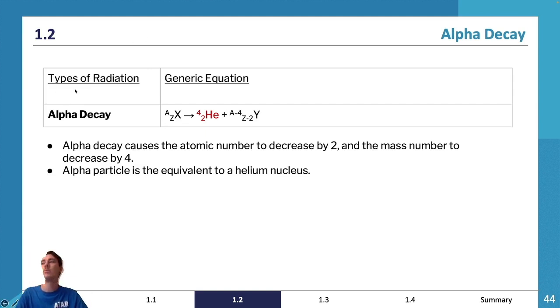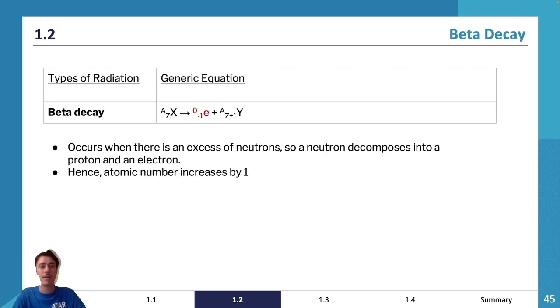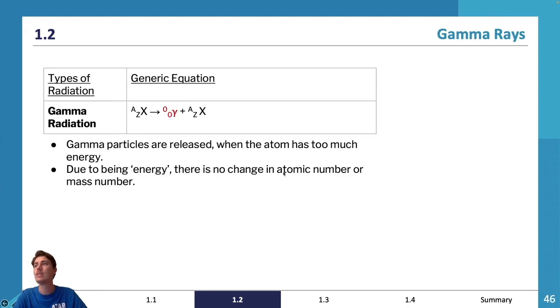So as you can see here with alpha decay, the atomic number decreases by 2, so you go A4 to Z2, and the mass number decreases by 4. So an alpha particle is equivalent to a helium nucleus. Beta, on the other hand, occurs when there is an excess neutron. So a neutron decomposes into a proton and an electron. Essentially, the atomic number increases by 1. And then gamma radiation particles are released. Gamma particles are released when the atom has too much energy. Due to being energy, there is no change in the atomic mass or number.